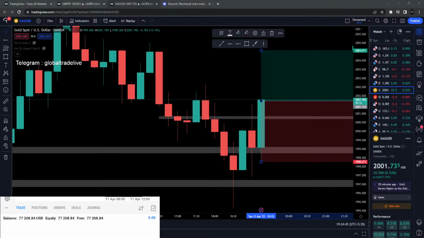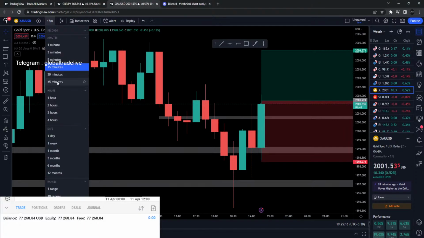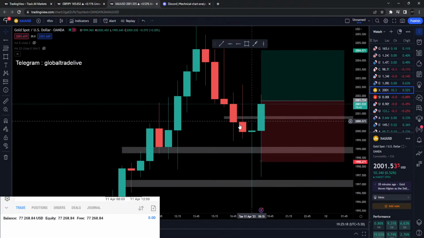So took a buy trade at this point, keeping stops at the low of the current 15-minute candle. So the stops is set at 1998.27, 1998. Yeah. So the stops has been set. Now it's just that we have to wait for the 45-minute candle to continue moving up.